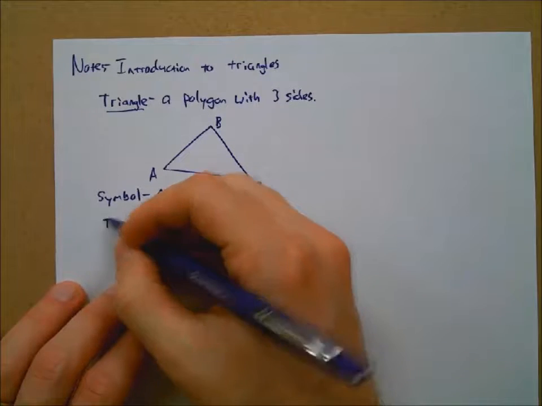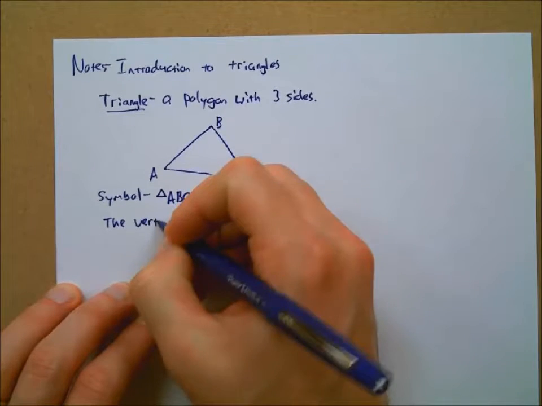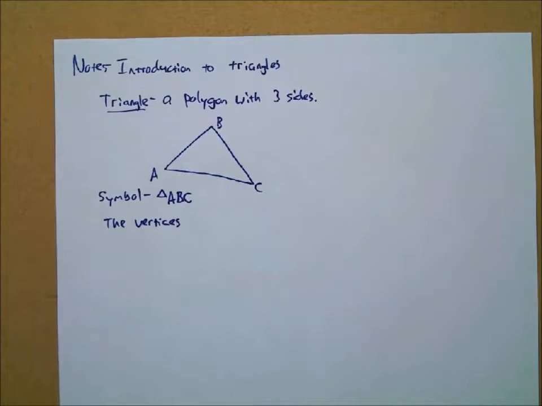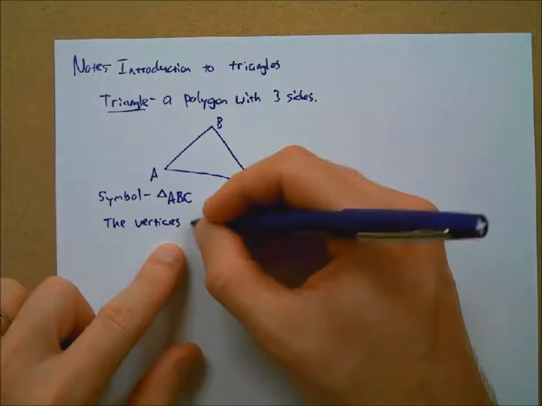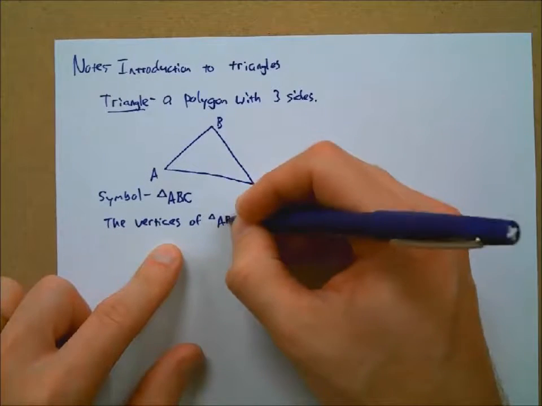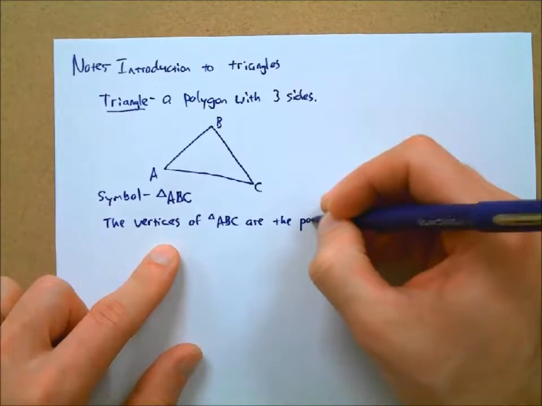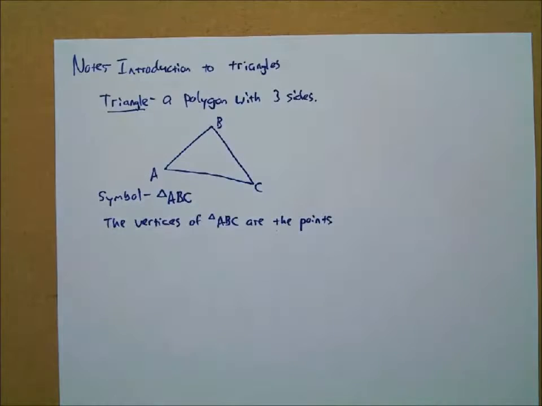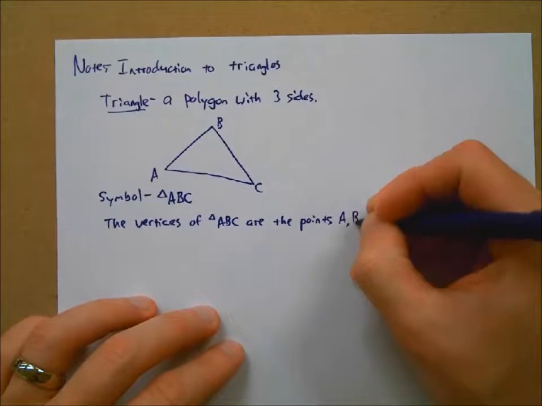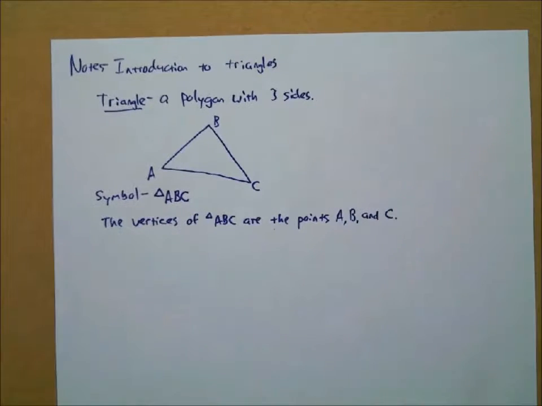The vertices, by the way, vertices is just the plural of vertex. So the vertices of triangle ABC are the points, and then what would they be in this case? What are the vertices of triangle ABC? A, B, and C. The points A, B, and C.